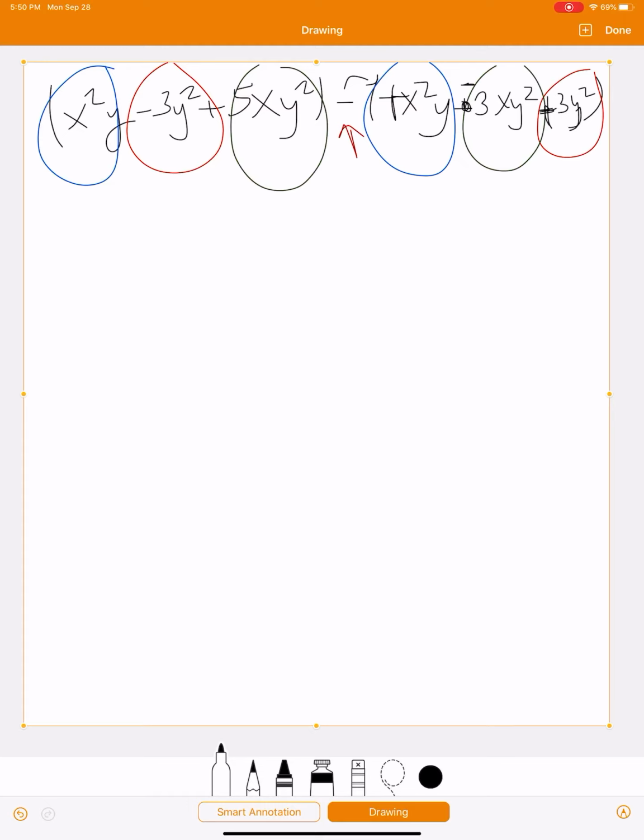So here we have a positive x squared y and a positive x squared y. So that's going to give me 2x squared y. So now I got rid of those two things. Now, my next ones are that negative 3y squared and that positive 3y squared. So unfortunately, because we have a negative and a positive and they're the exact same value, they're going to cancel out and we're not left with any y squares. We're done.